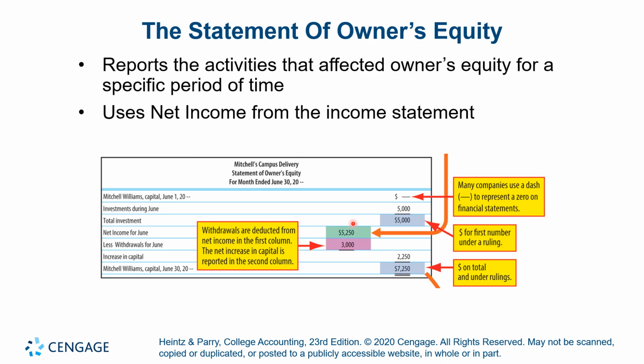All right, so my income minus my withdrawals gives me my increase in capital of $2,250. Okay, and then when I add the investment plus my increase in capital, I get my final capital amount. And here it says June 30th. And for this example, we have $7,250.